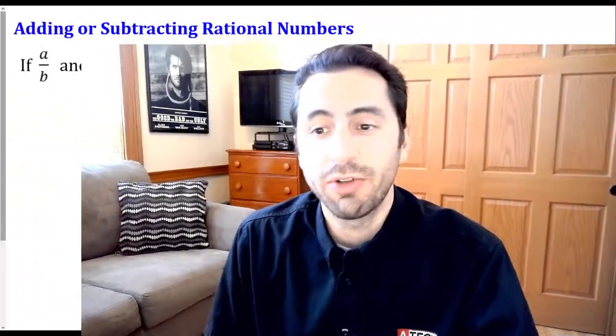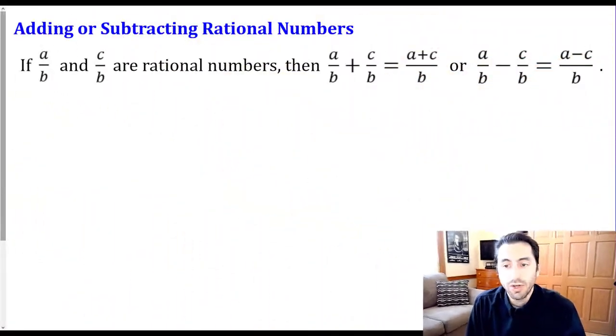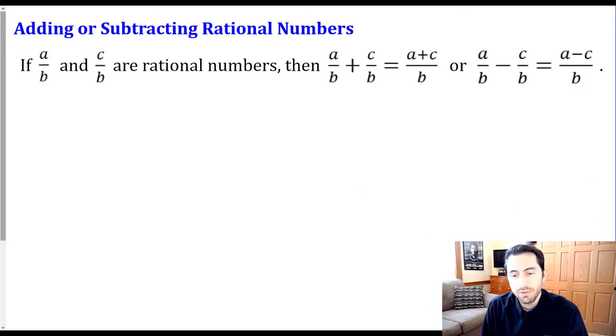Hello everyone. In this video, let's talk about how we add or subtract rational numbers. That is, how we add or subtract fractions. So on the screen, I have the rule written out. If a over b and c over d are rational numbers, then a over b plus c over b is equal to a plus c, all divided by b. And the same thing for subtraction.